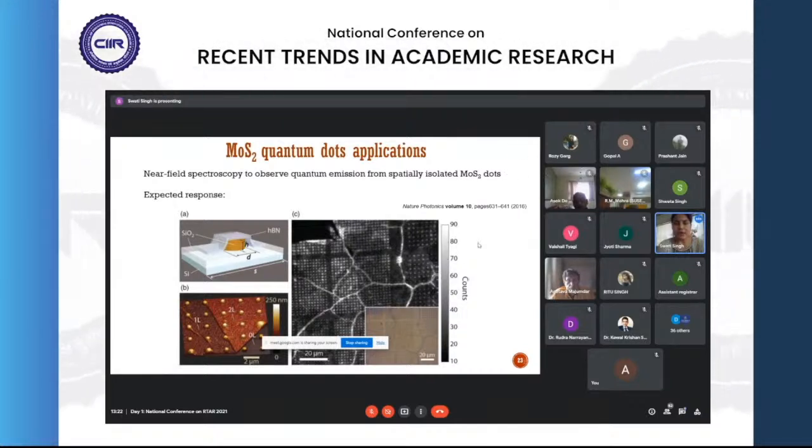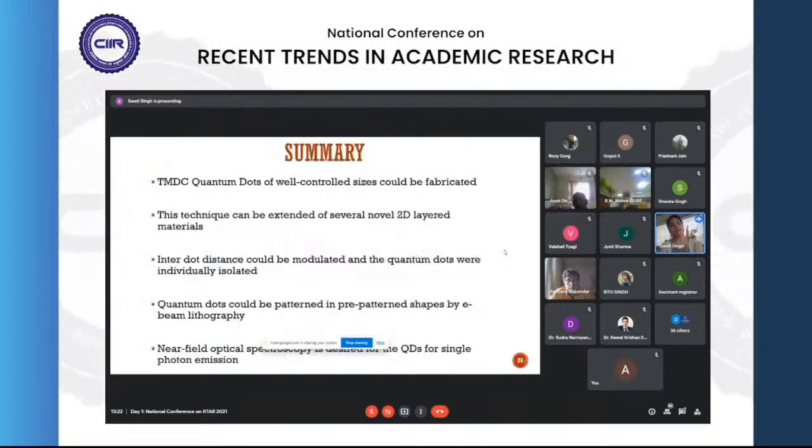And so that's all. I would like to conclude my talk by saying that we synthesized quantum dots of transition metal dichalcogenides with very well controlled sizes. And I believe that this technique can be easily extended to any novel 2D layered material coming up right now. So we can use any new quantum emitters, any new single photon emitters, which are layered 2D materials that can be stabilized on silicon.